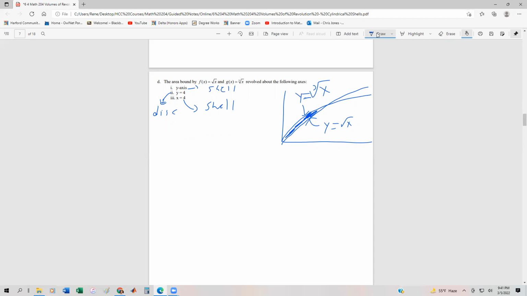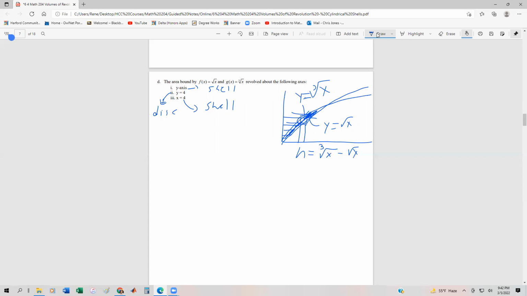I think it's pretty clear to everybody that the height is going to be the distance found from subtracting square root of x from cube root of x. So the height of each of our shells is going to be cube root of x minus square root of x. The distance from the y-axis is still going to be x no matter what, as x changes. The only other thing we need is the point of intersection.